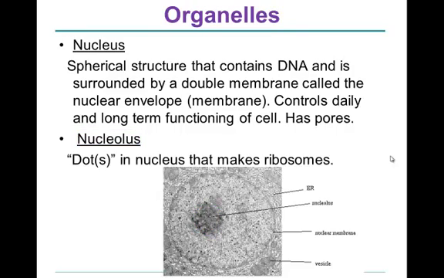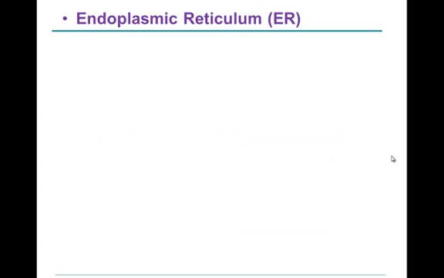Another organelle is endoplasmic reticulum, a big old name. Actually, I like this name because it's very descriptive, and if you break it down using etymology, it makes a lot of sense. ER for short, endoplasmic reticulum. Endo means inside, plasmic refers to cytoplasm, and reticulum means network. And so it's very interesting.